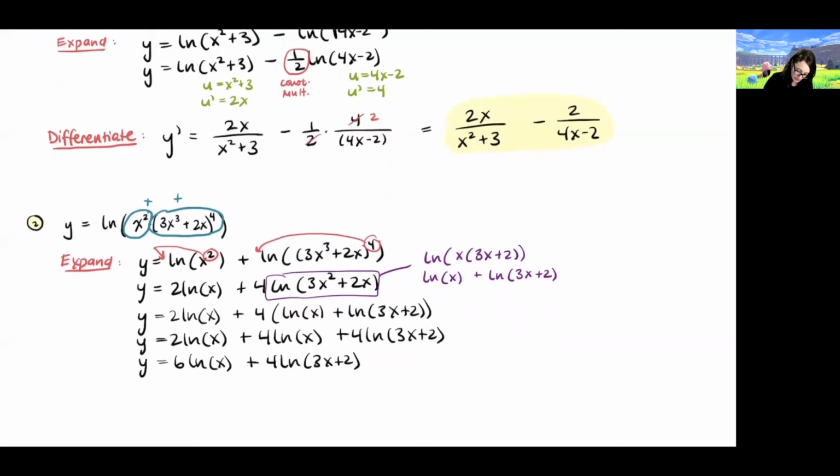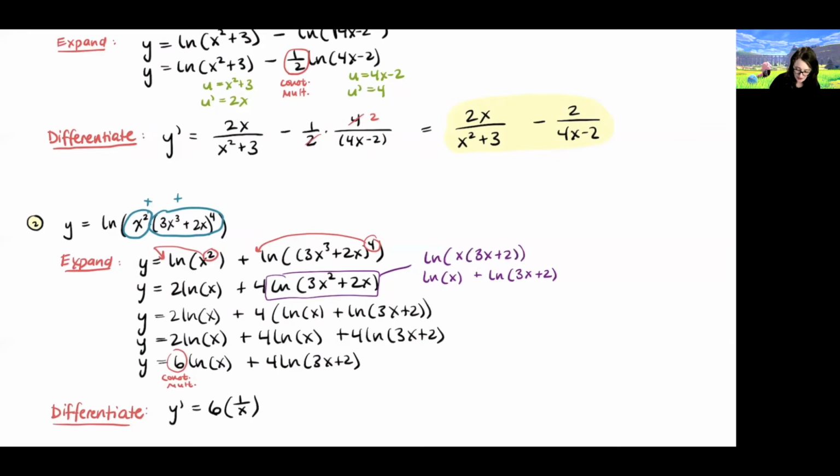So now it looks like we're in a good place to differentiate. Don't forget to do that. I know you can get lost in the expanding and think we're done, but we haven't even found the derivative yet. But I think this one won't be too bad. So here we've got 6 natural log of x. Again, this 6 here is a constant multiple. So when you differentiate that, it stays there. It doesn't go to 0. It's a multiple, so it stays. And we're going to multiply that by the derivative of the natural log of x, which is 1 over x.